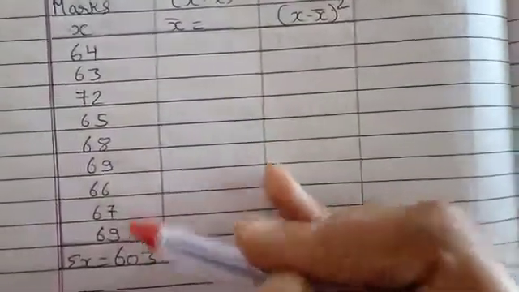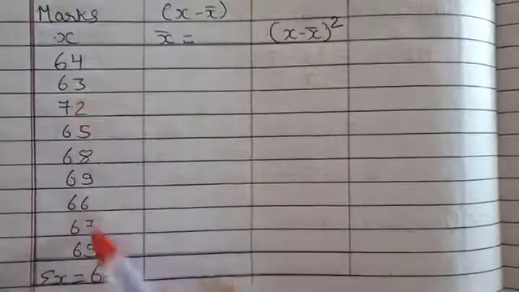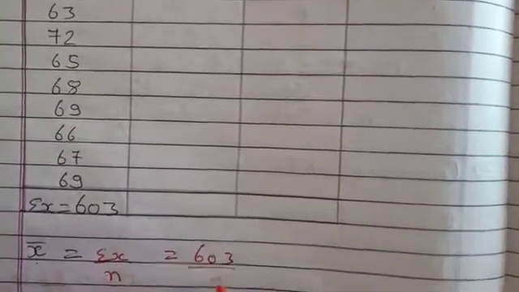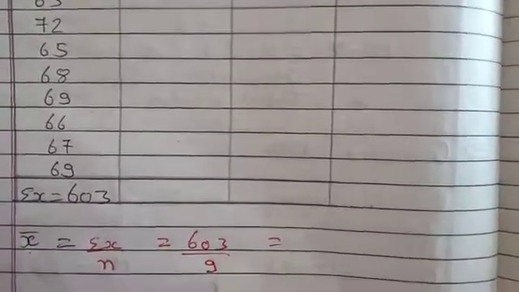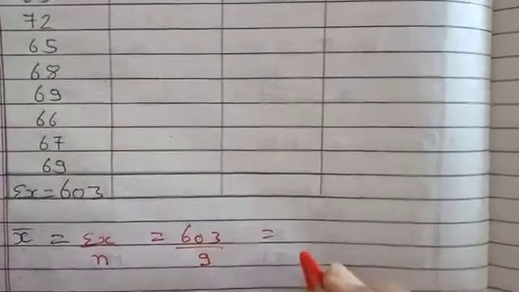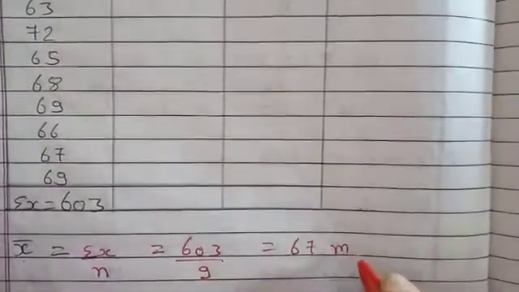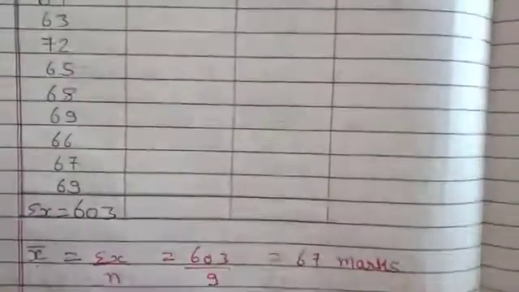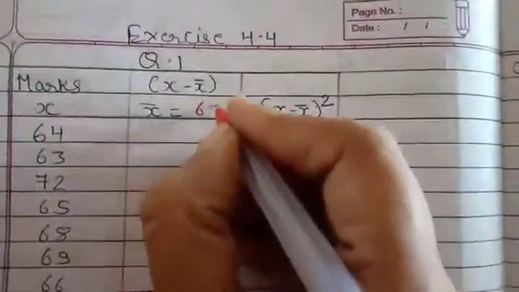This is my x. First of all, I will find out x bar, that is the mean. So sigma x is equal to 603. My x bar formula is sigma x upon n, that is equal to 603 divided by 9. Now when I divide 603 by 9, that will give 67 marks. This is my x bar, that is the mean. I will write down here 67.